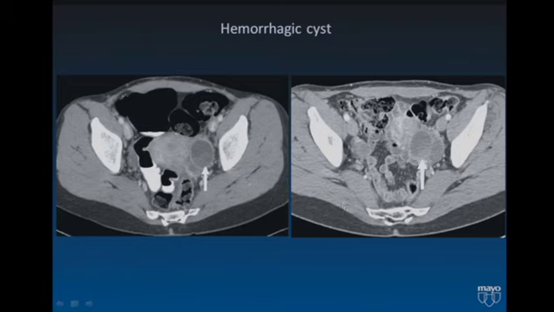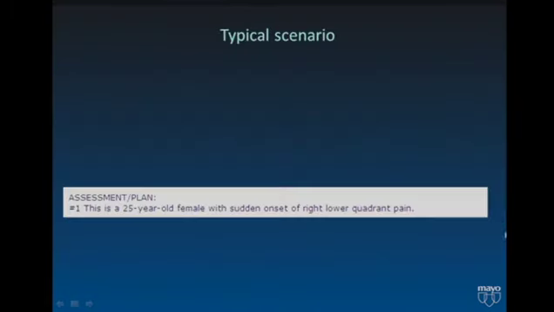representing hemorrhage. Here's another example of a hemorrhagic cyst where you can see that the wall is nice and thin and regular, and there's a hyperdense clot that's separate from the wall. It does not have the same density as the wall, and also has a flat margin. So this is layering clot. And here's another example of layering clot within a hemorrhagic cyst.